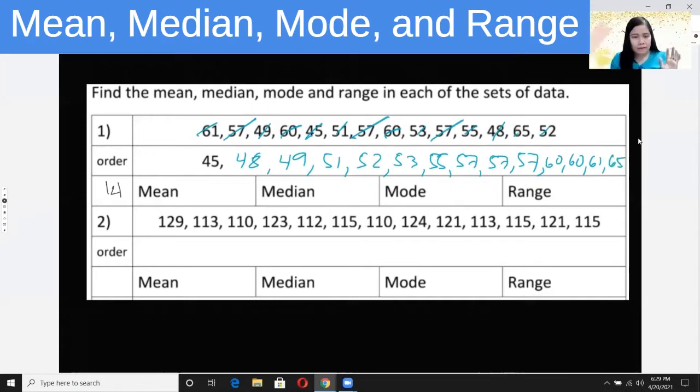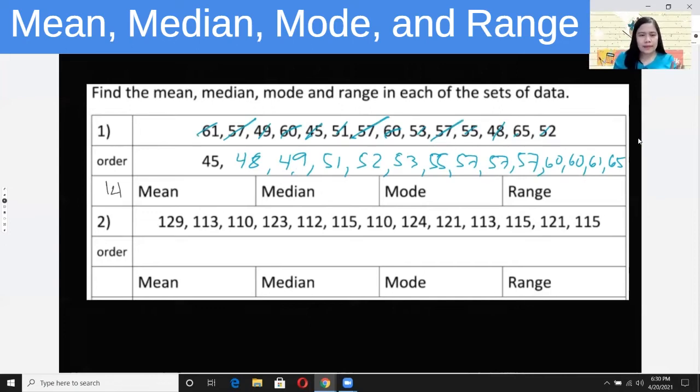We're going to count 14 numbers in the given set of data. We write them correctly. 1, 2, 3, 4, 5, 6, 7, 8, 9, 10, 11, 12, 13, 14. That is how I double check the data sets. Okay, so I think we already wrote them.